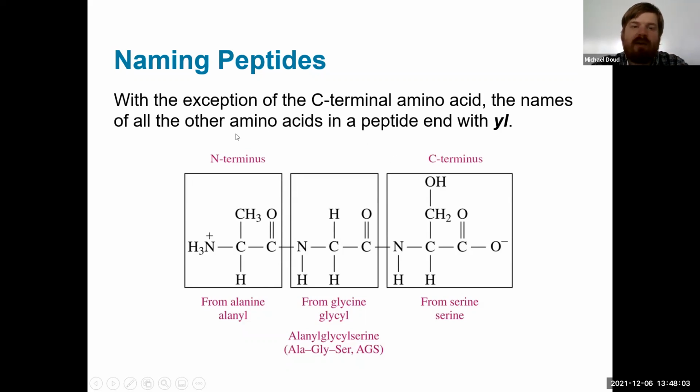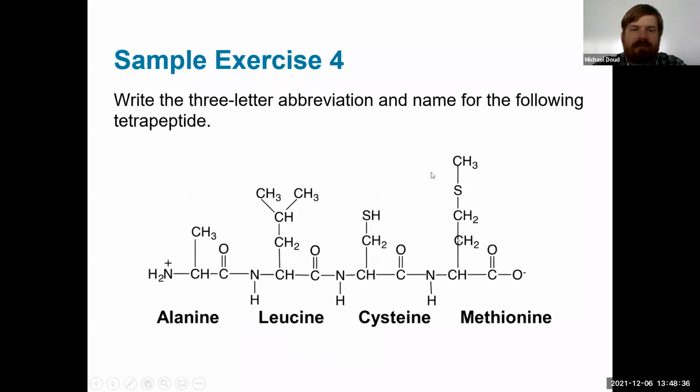Now, to name the peptide, all we have to do is take the names of our individual amino acids, and cut the last syllable and replace it with -yl. So alanine becomes alanyl, glycine becomes glycyl. And then for the C-terminus, we just use its normal name. So serine just stays as serine. So to name this peptide that forms from alanine, glycine, and serine, we would call it alanyl glycyl serine. And that would be abbreviated as ALA-GLY-SER, or just AGS.